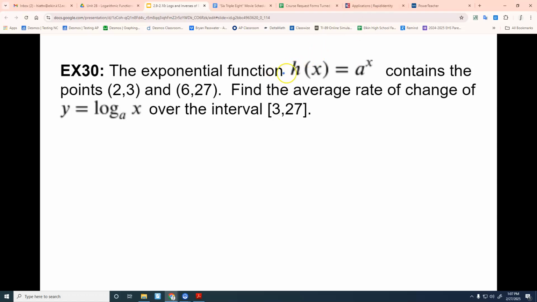Because if my original function was h of x equals a to the x, and I'm talking about y equals log base a of x, what would be true about those two functions? They're inverses of each other. And so if they are inverses, what's going to happen to all the points that were on the original function? They get flipped, right? So on log base a of x, I would have the points 3, 2, and this one right here would be 27, 6.